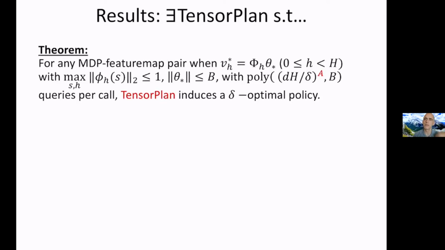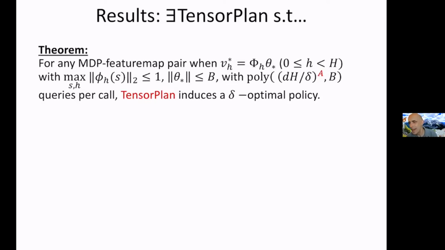The number of queries that the algorithm uses, in particular, is going to scale with dH divided by this target suboptimality delta. D is the number of features, H is the horizon. And then you see it's to the power of A. A is the number of actions. So that might raise some eyebrows. Is this polytime? Well, for a fixed number of actions, this is polytime. That's a little bit of abuse of terminology there. But think about if you have just 2 actions, and this is quadratic in everything. So that's okay.